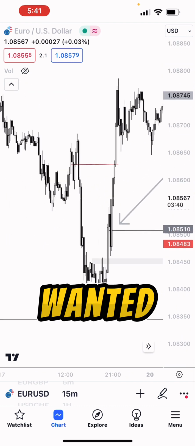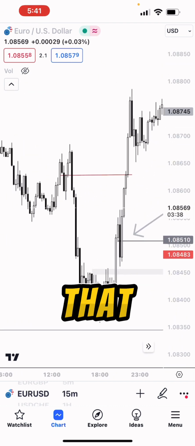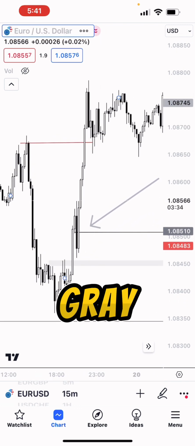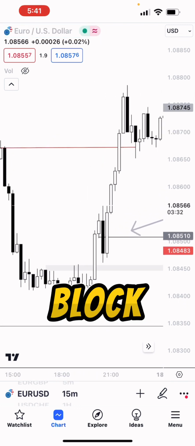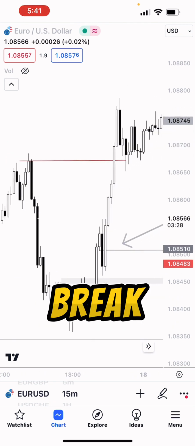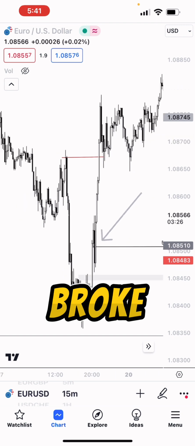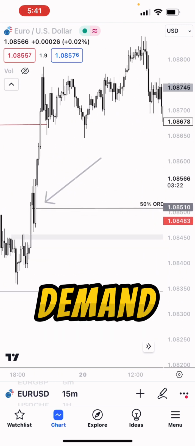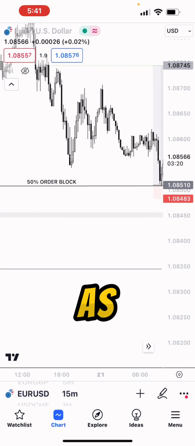Another thing I wanted you guys to notice, you see that red line right there? After the order block was formed, where the gray arrow was pointed to, we saw a push up, and that push up created a break of structure on that red line. That was a hard break of structure with hard demand. So that's another reason for entry as well.